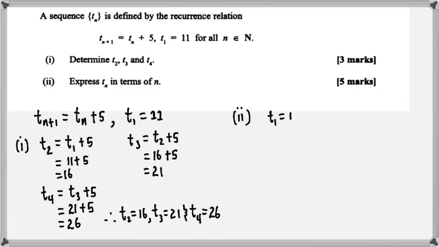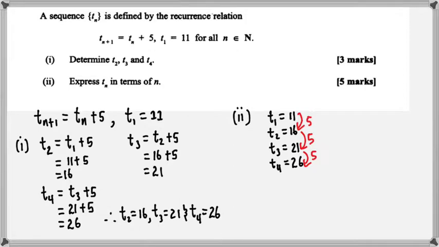So this is what we have in terms of the 4 terms. If you look at them closely, you would notice the difference between these two is 5. The difference between these two is 5 as well, and the difference between these two is also 5. So the difference between T1 and T2 is 5, T2 and T3 is 5, and T3 and T4 is 5.